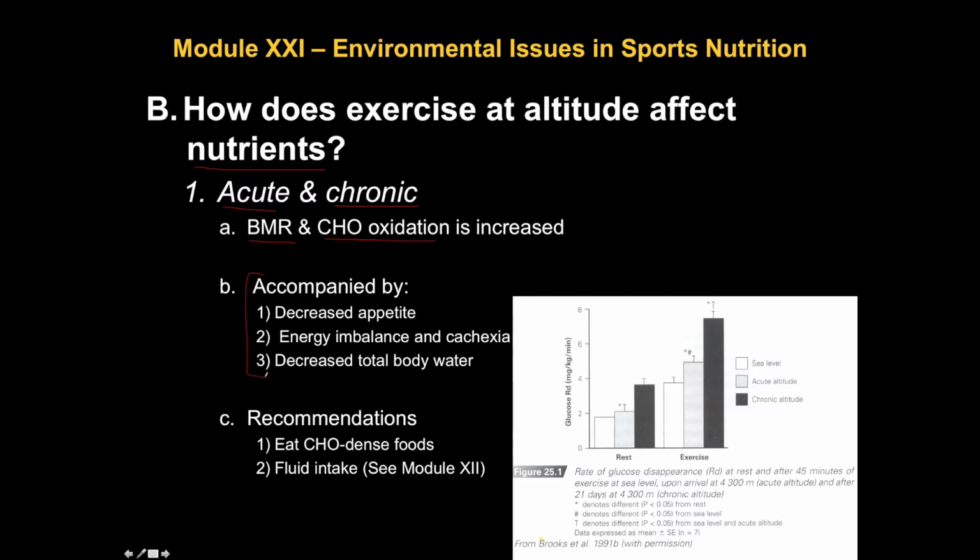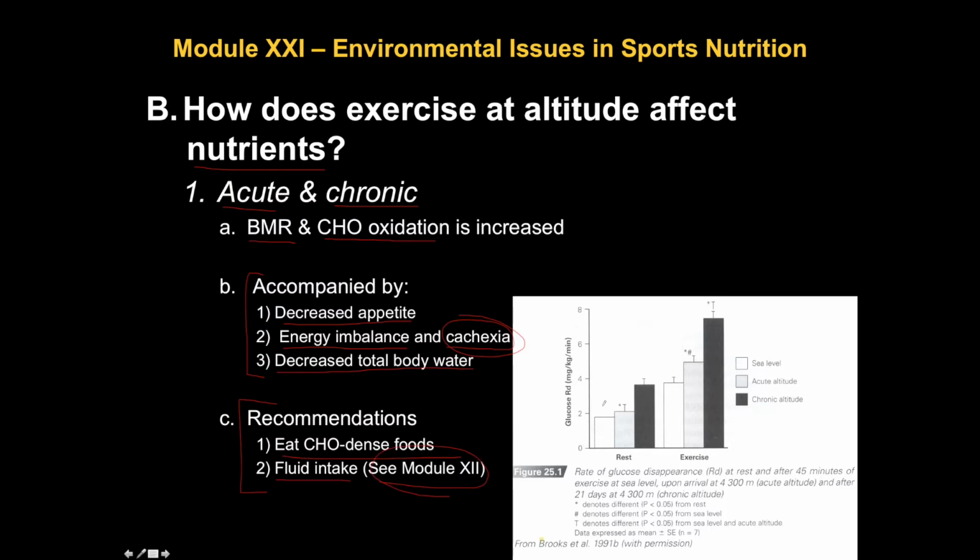This is accompanied by a decrease in appetite as well as an energy imbalance and cachexia, which is overall wasting in the body of both fat stores and protein stores like muscle tissue. We also see a decrease in total body water. So the simple recommendations here: eat more carbohydrate-dense foods when you're at altitude, as well as be more mindful of fluid intake. Again, take a look back at Module 12.